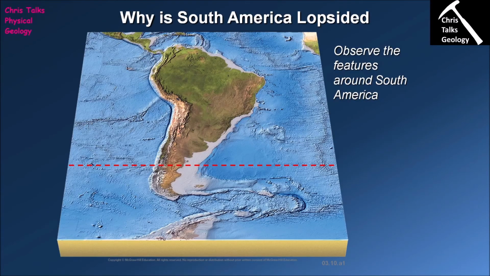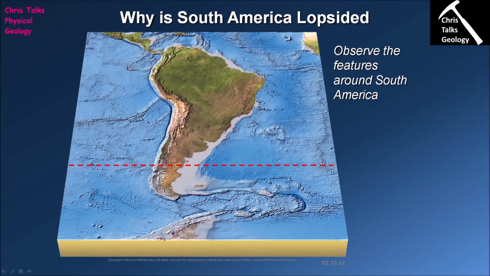So to finish, let's think about why South America is lopsided. We've already discussed this, but we're just going to cover it one more time just to really think about what's going on. As we've already discussed, South America has two distinct margins to it. We have the active western margin and the passive eastern margin.